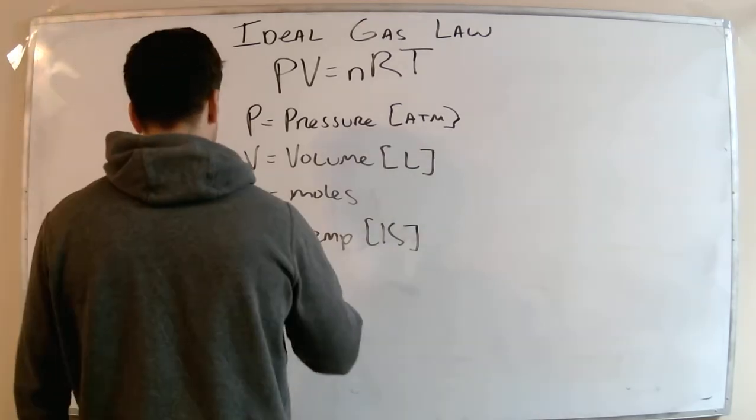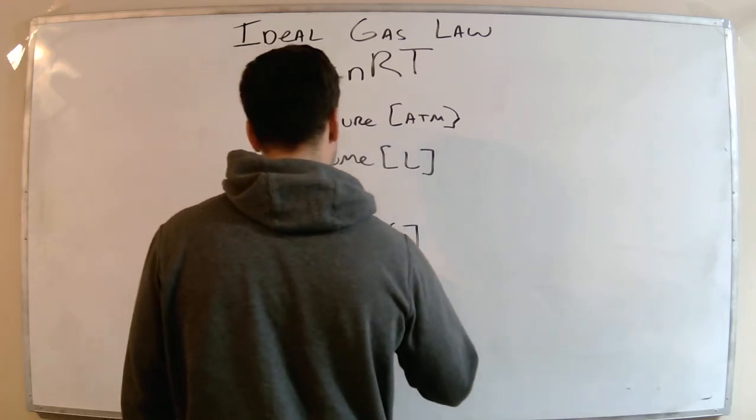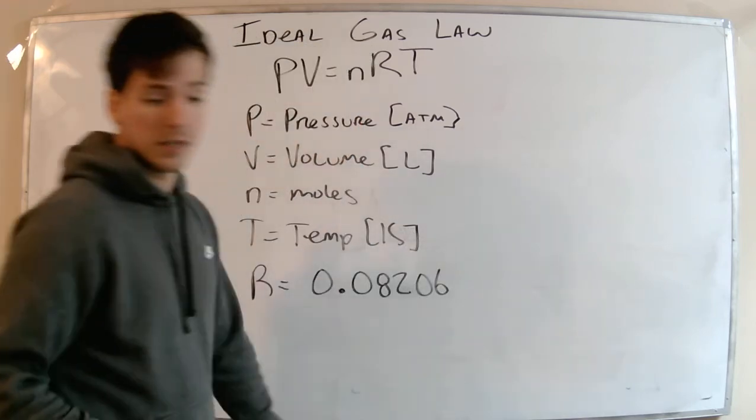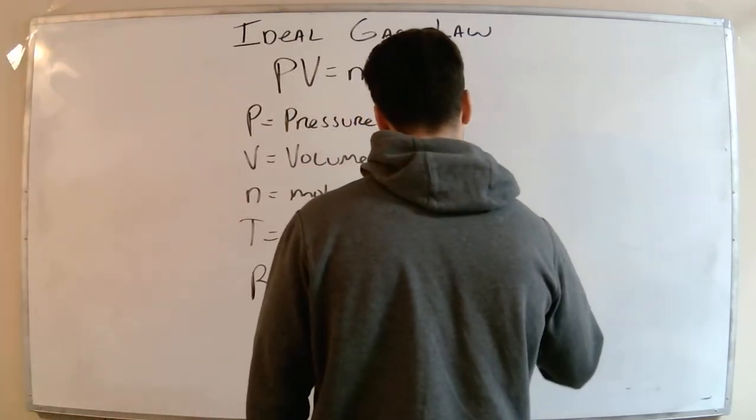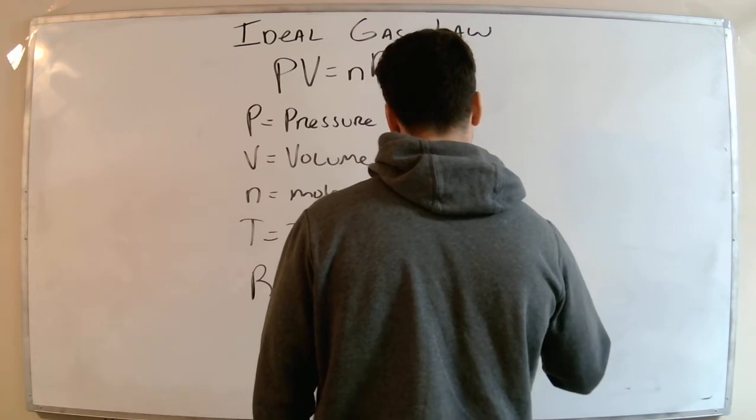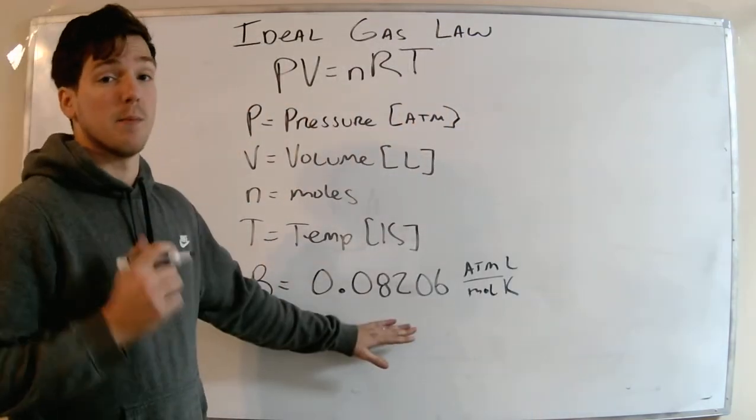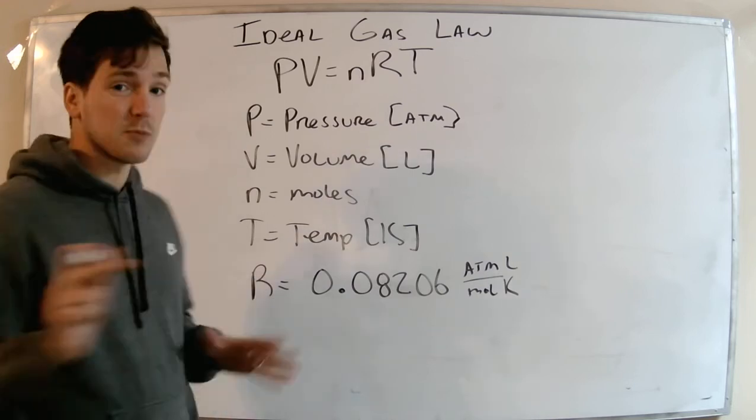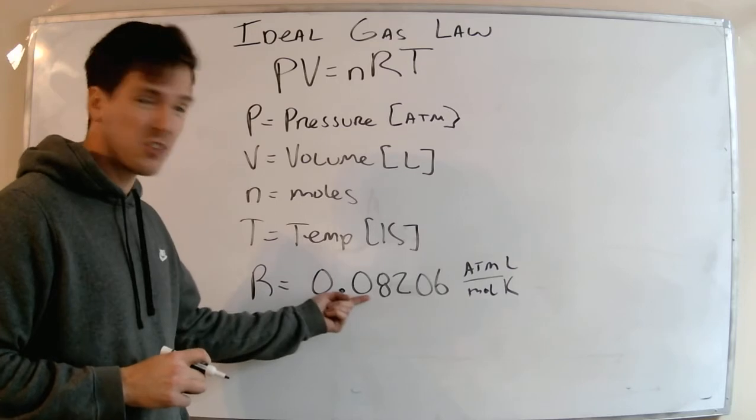So R is just the constant of 0.08206, okay? Which is in atm·L per mole·Kelvin. You don't really have to worry about the units. All you have to worry about is this number for the most part. The biggest mistake you make is that you put 0.8206. Remember, there's a little zero here.